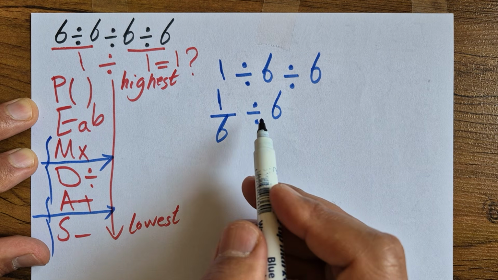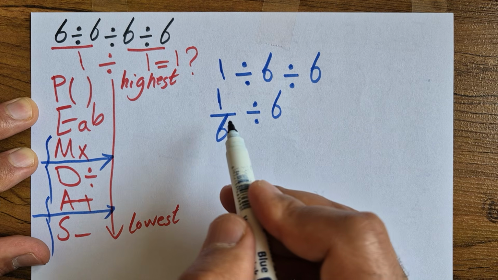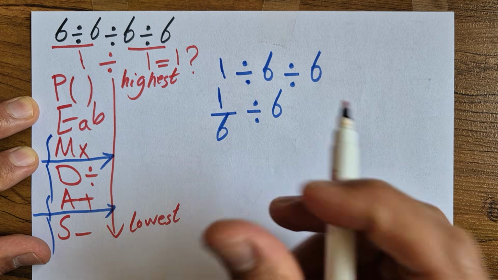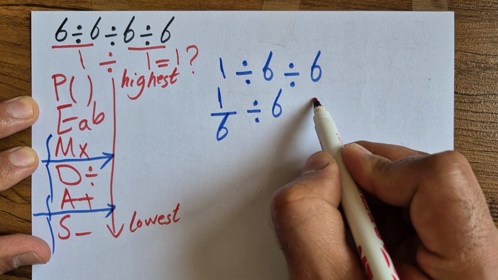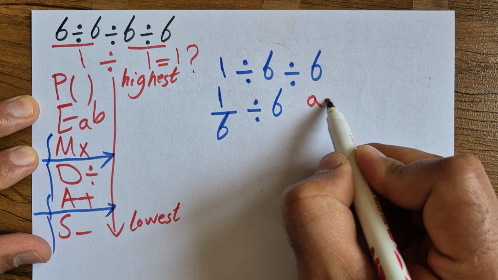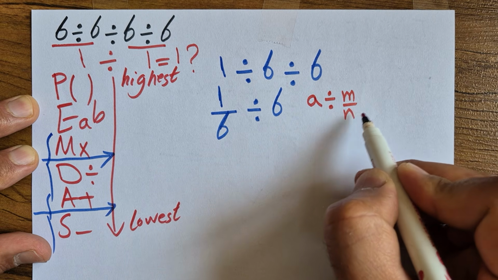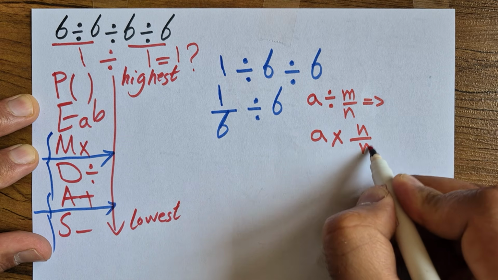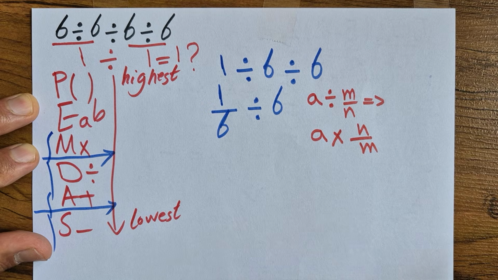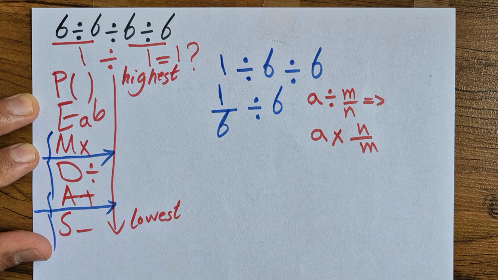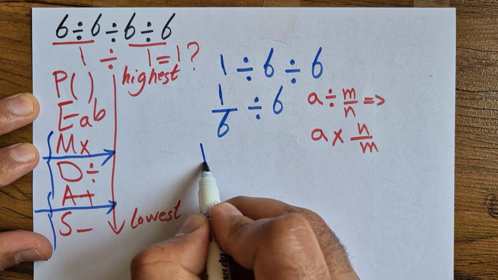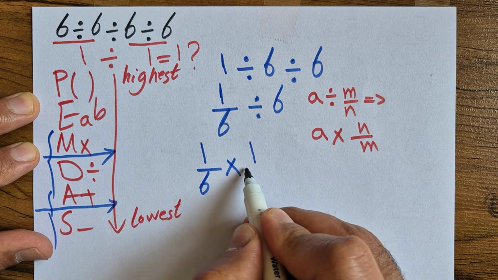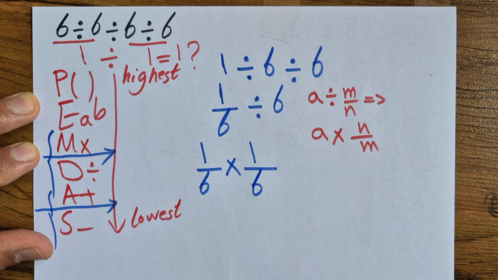So how should you divide something by a number? The easiest method is to turn division into multiplication and flip the next number. So A divided by M over N, we can write it as A times N over M. In other words, reciprocal of the fraction, or swap the numerator and the denominator. So let's write it now again. 1 over 6, change the sign to multiplication and reciprocate, or swap the upper part and the lower part.